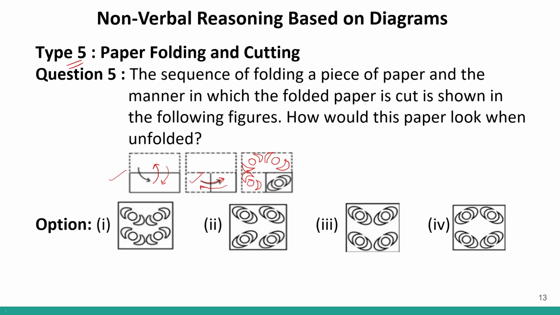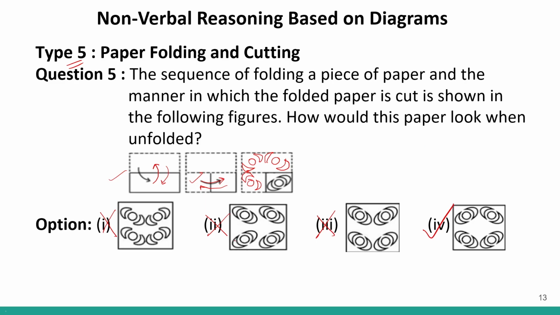So these incisions are given in which option? This is incorrect. They will not look like this. All these three options are incorrect. Option 4 is the only correct answer. So these are your type 5 paper folding and cutting type of questions. Okay.